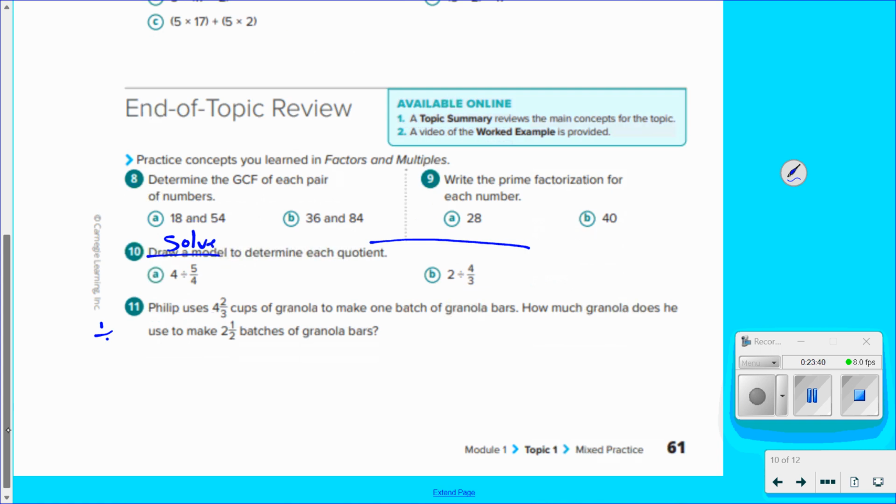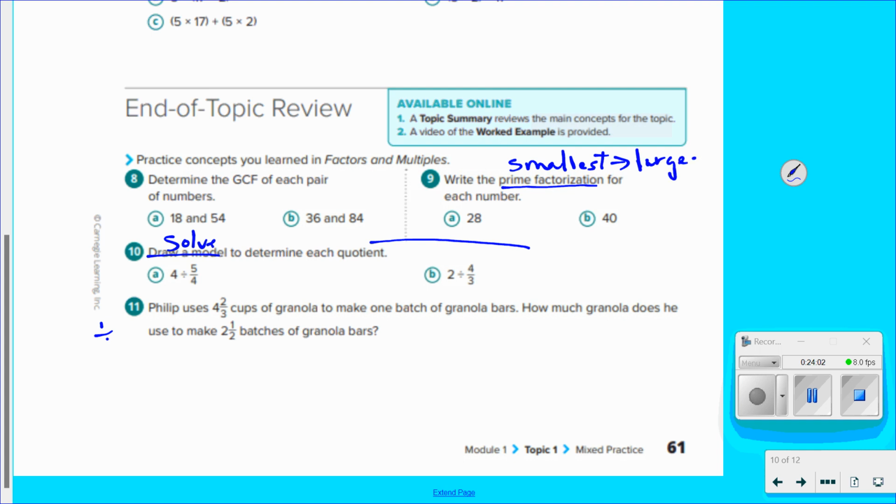Okay, number 8, there's 2 parts. They've given you 2 sets of numbers. Determine the GCF of each pair. So I would also find the LCM just because you can very easily, but you got 2 problems there. Number 9, write the prime factorization. Make sure you do it from smallest to largest when you're writing it.